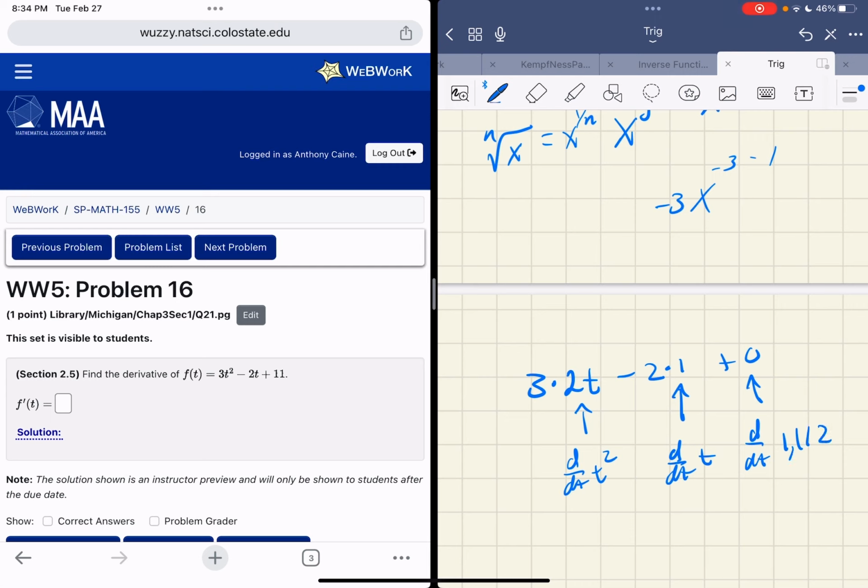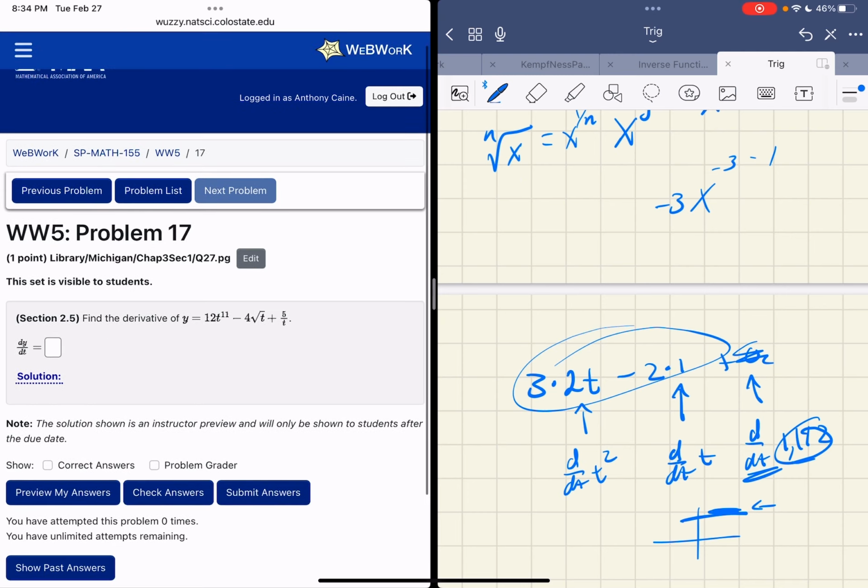Any number, the derivative is 0. Because if you graph y equals 11, it's a flat horizontal line, so the slope is 0, and derivative is slope. There's no slope there. Okay, so anyway, there's the answer for that one.